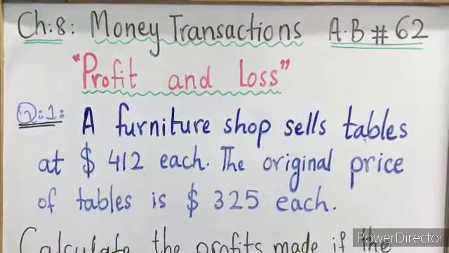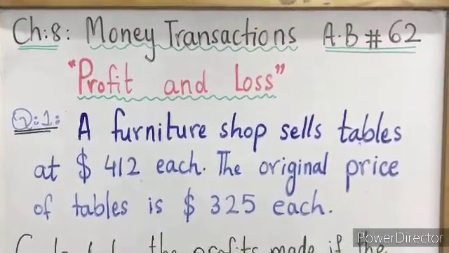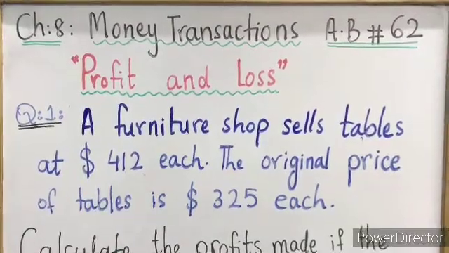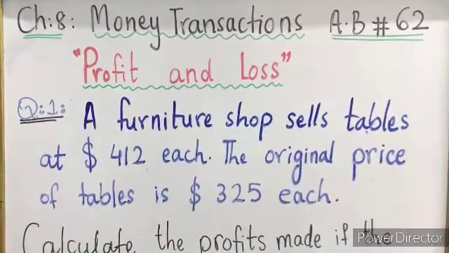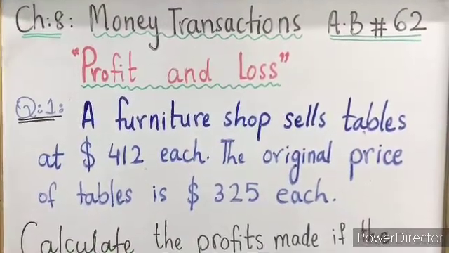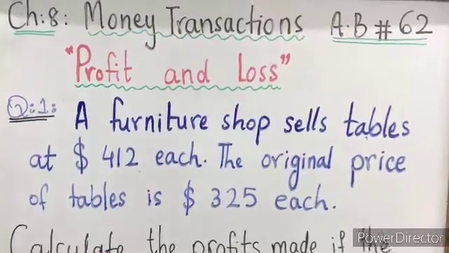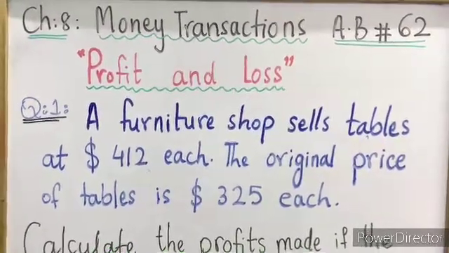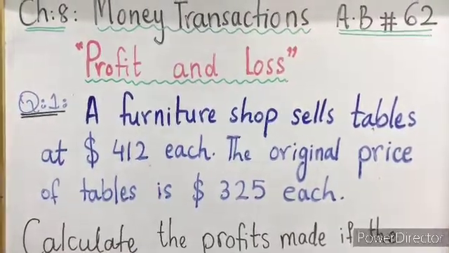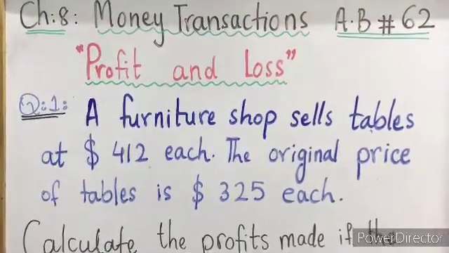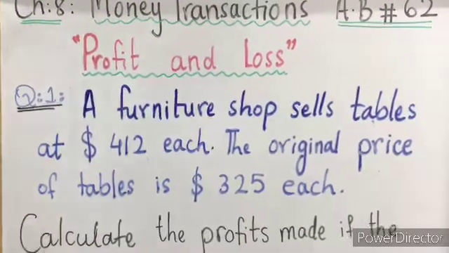Yes students, please open your notebooks also along with your activity book. Activity book page number 62, because I think you need more space to copy down this question, and in the activity book, you will not be able to finish it properly and neatly. So chapter 8, Money Transactions, activity book page number 62, what we are doing? Yes, we are learning how to calculate profit and loss.